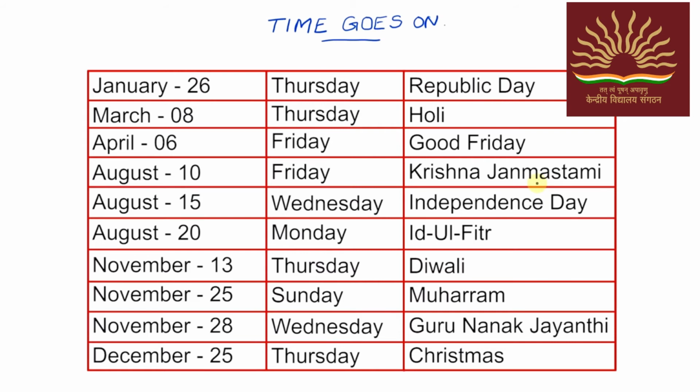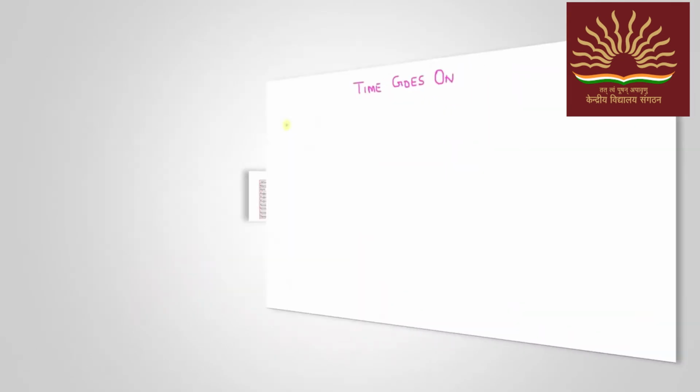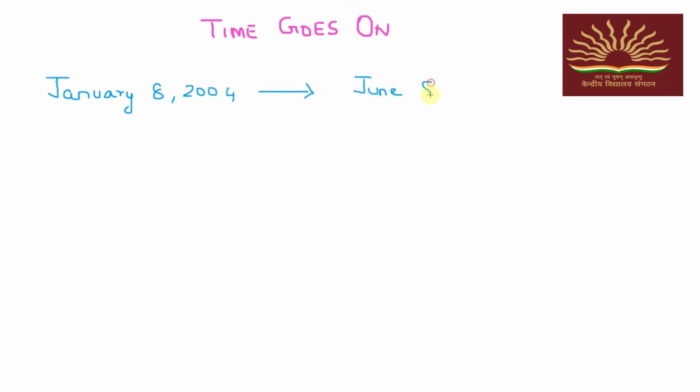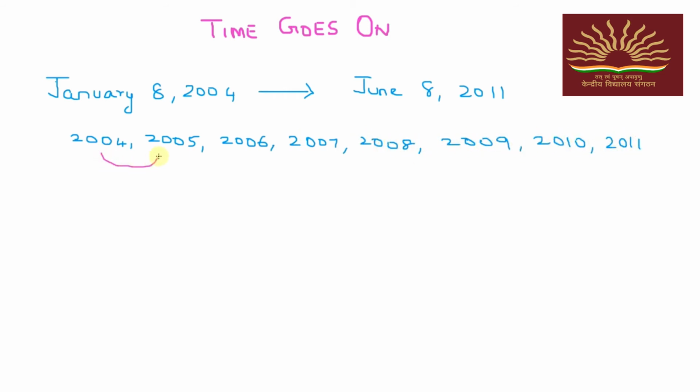Let us learn to guess someone's age. Age is measured in years. Ria was born on January 8, 2004. How old would she be on June 8, 2011? First, let us write the years from 2004 to 2011 in a line. Now, let us count this. There would be 1, 2, 3, 4, 5, 6, 7. So that would be 7 years.